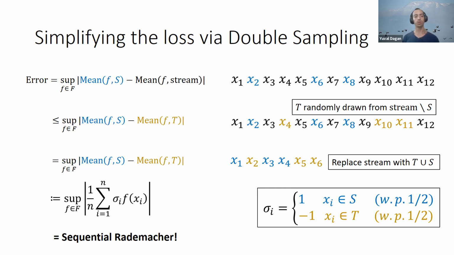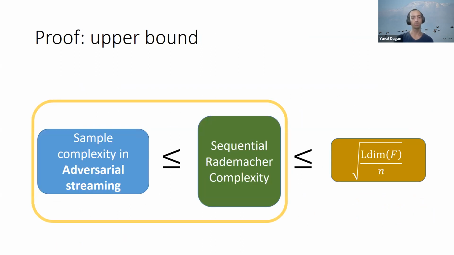So now we want to massage this supremum over blue mean minus yellow mean a little bit more. And for that purpose, we introduce a random variable, sigma i, which equals 1 if the element xi is blue and -1 if the element xi is yellow. And then the difference of the averages will just be sum over i of sigma i f of xi divided by n. And now we assume that out of the small stream, each element is independently with probability 1/2 blue or yellow. And this gives us exactly the definition of the sequential Rademacher complexity. So we bounded the sample complexity by the sequential Rademacher complexity.